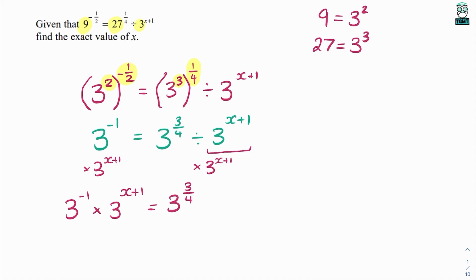And actually adding these powers together, -1 add x plus 1, is pretty easy to do. -1 add the 1 would cancel out, so that would just be 3 to the power of x. So we end up with 3 to the power of x, that's all cancelled out really nicely, and that's equal to 3 to the power of 3/4. And we've pretty much solved that there, because if 3 to the power of x is equal to 3 to the power of 3/4, then we know that our x value in our power is going to have to be that 3/4. So we know that x is equal to 3/4. And there we go, that'll be our final answer for that question.